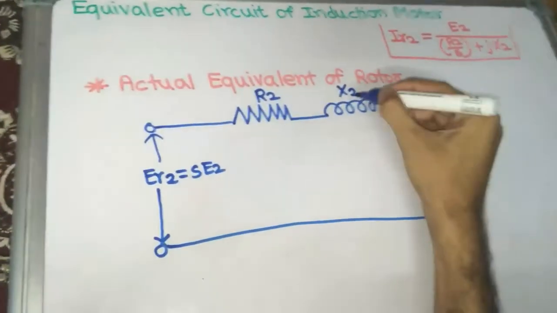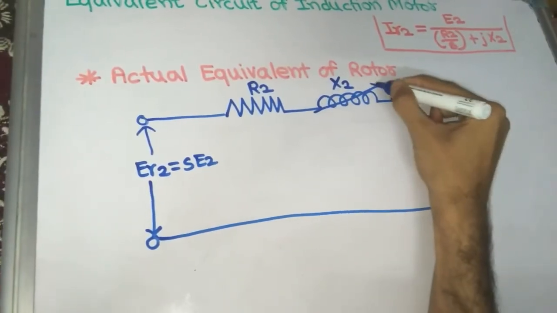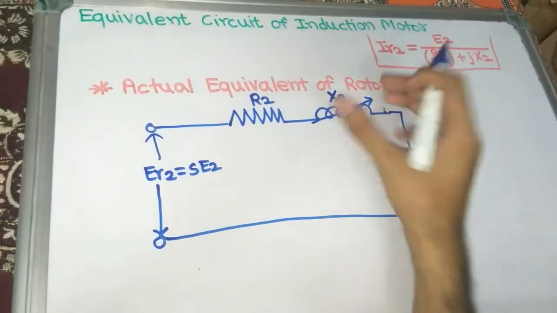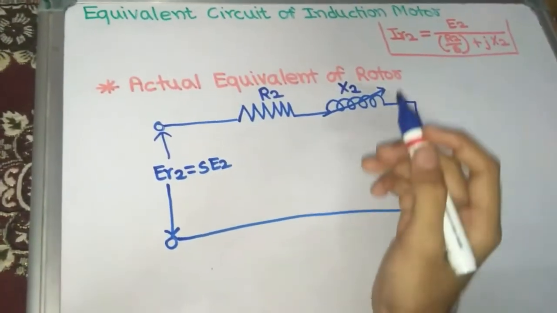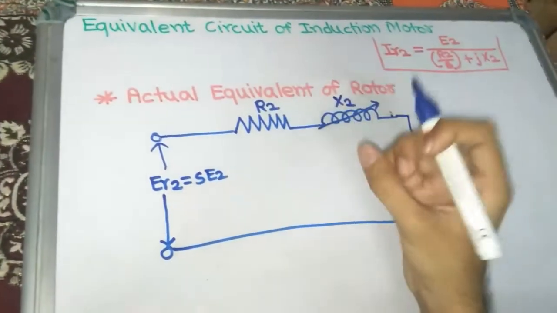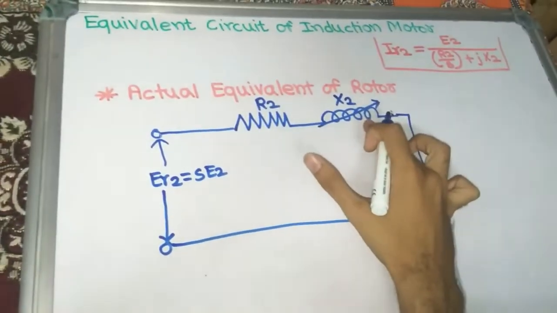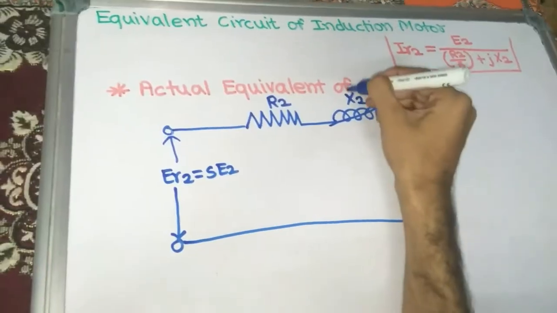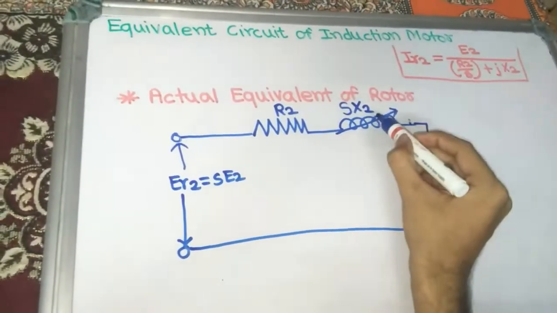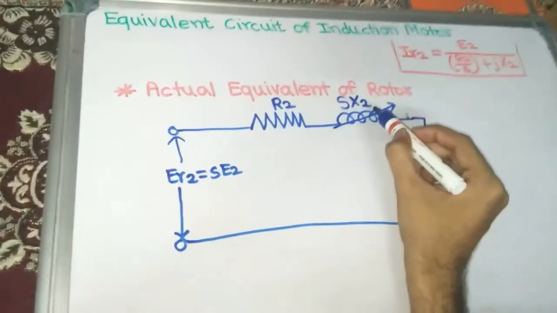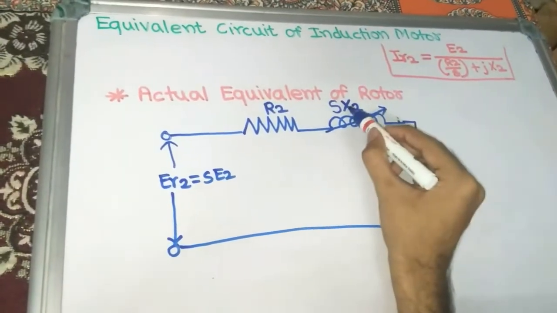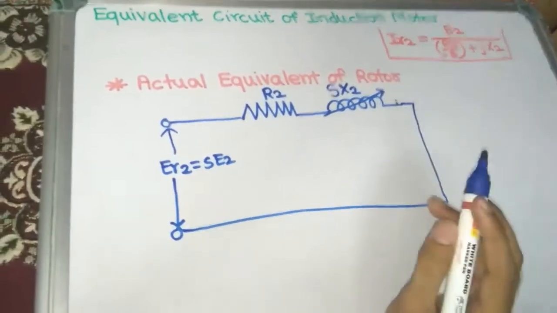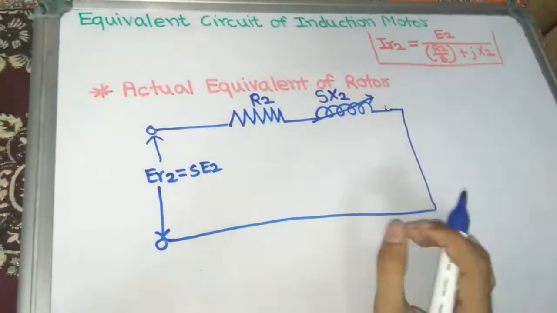Rotor leakage reactance X2 is varying continuously with the change in value of slip. So until the slip S becomes constant, this reactance of rotor per phase is varying with this slip. So here we can say that rotor reactance X2 depends on slip. So here it is S into X2, and this rotor reactance is variable in the actual equivalent circuit of rotor.